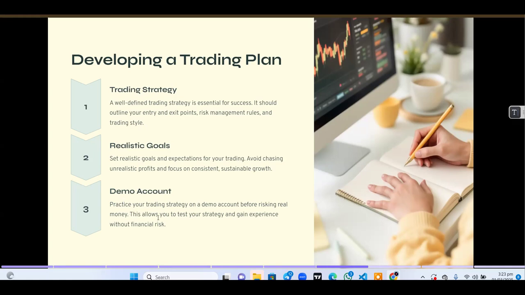Number 3, it is very important, especially for beginners. Practice your trading strategy on a demo account before risking real money. This allows you to test your strategy and gain experience without financial risk. It is important. So at least give yourself time, at least a month or 2, to gain confidence in the strategy. That is something that I encourage when I teach people. If you want to gain confidence in what I'm teaching, whether it is true, works or not, give yourself time. And don't wait, start practicing now, not tomorrow.